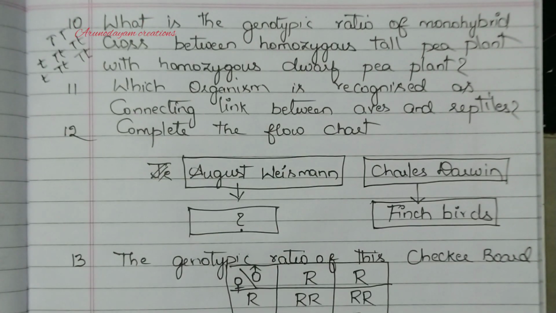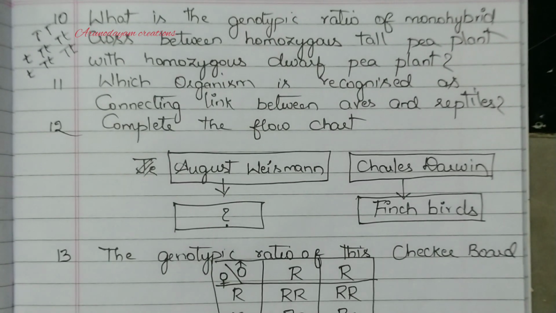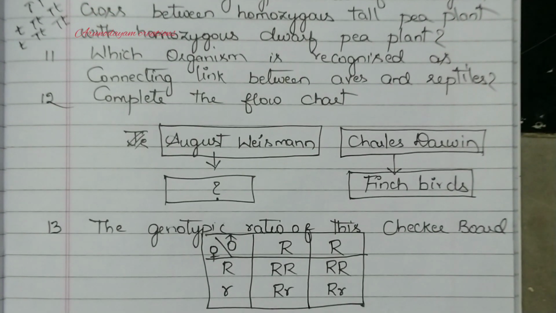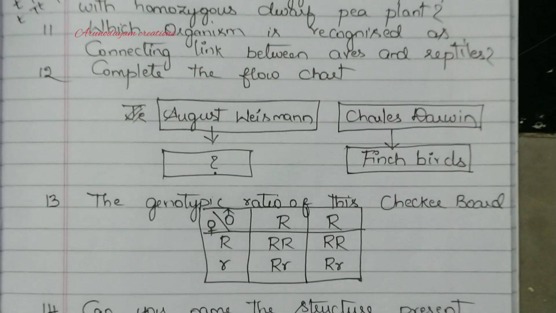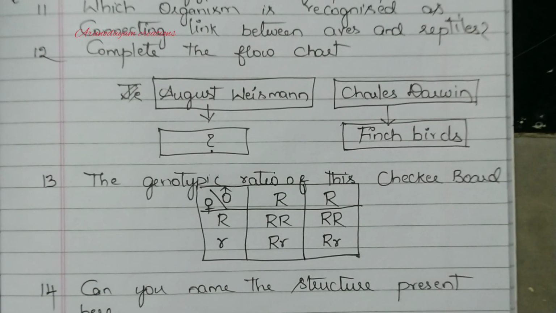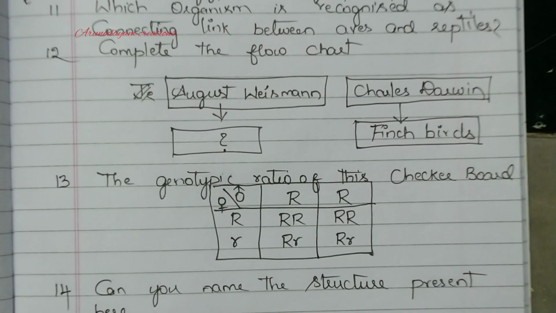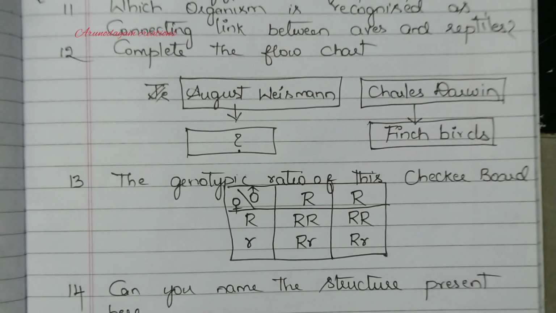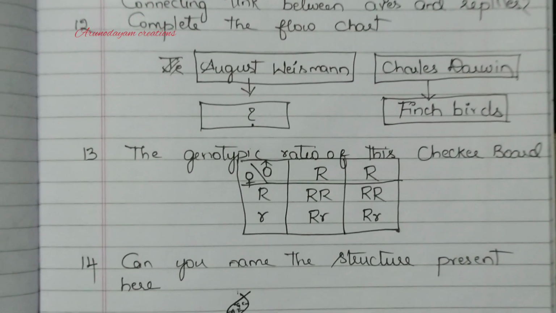11th question. Which organism is recognized as connecting link between aves and reptiles? Archaeopteryx. It has both the bird characters and reptile characters. Flowchart. Charles Darwin conducted experiments on finch birds, whereas August Weismann conducted experiments on rats. He cut the tail of rats and he has seen how the characters are passing to next generation.